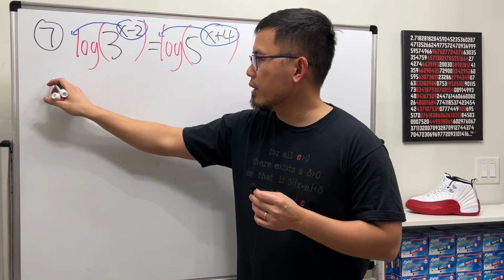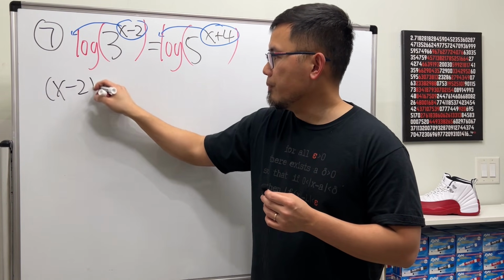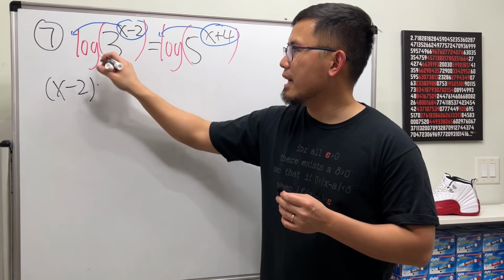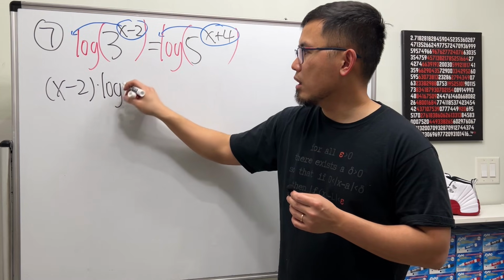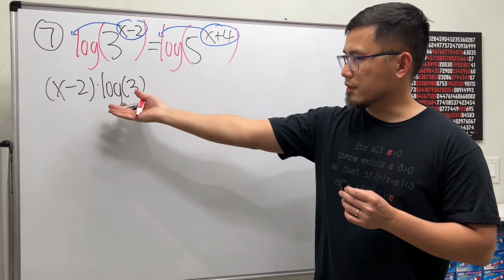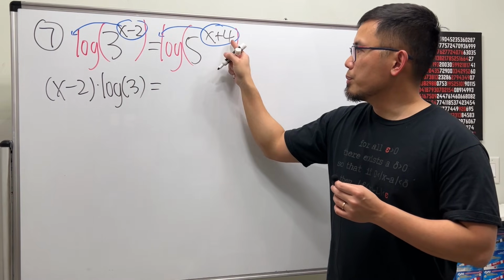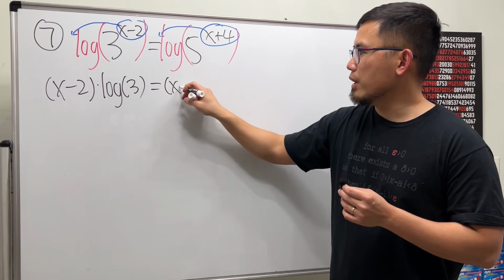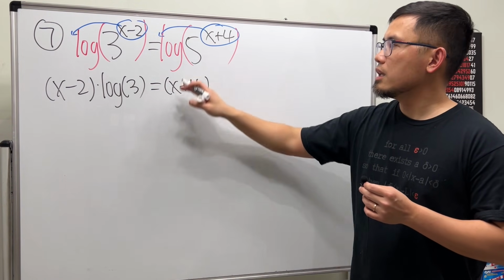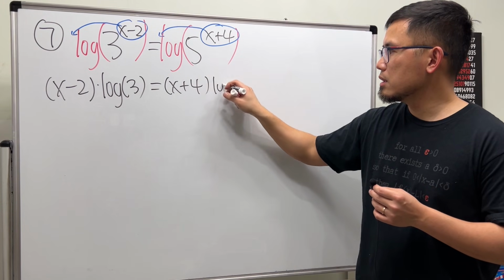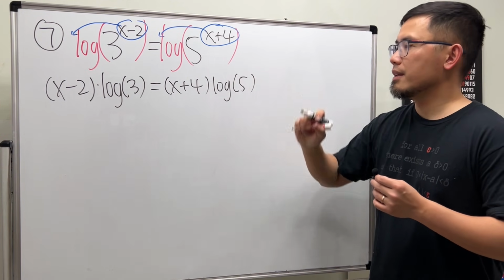So let's write parentheses, x minus 2, and then we multiply that by the number log of 3. So that's the first part. And then for the right hand side, you put the x plus 4 in the front. So x plus 4 in the parentheses times log of 5.